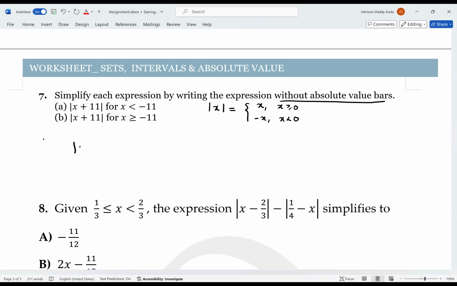So now all you need to check is the sign. So if I have the absolute value of x plus 11, now I want to write this without an absolute value, but I have a condition. What condition do I have? I have that x is less than what?